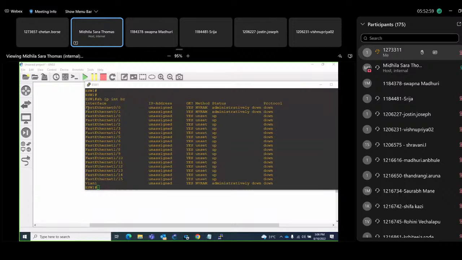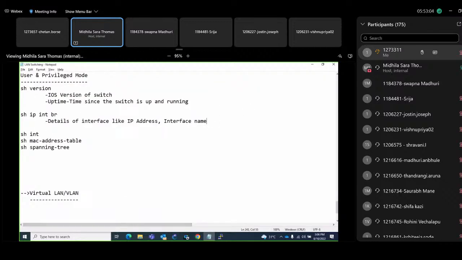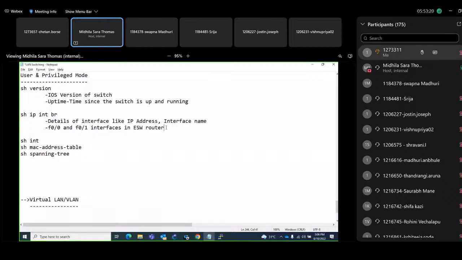Guys, F0/0 and F0/1 interfaces. Please note it down. F0/0 and F0/1 interfaces in either switch or router. Guys, don't use it. Please don't use it because it is for routing actually. It is for routing. Please don't use it. We will be using the F1/X interfaces for switching.